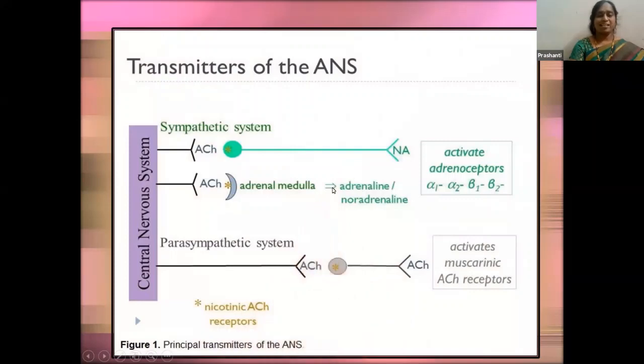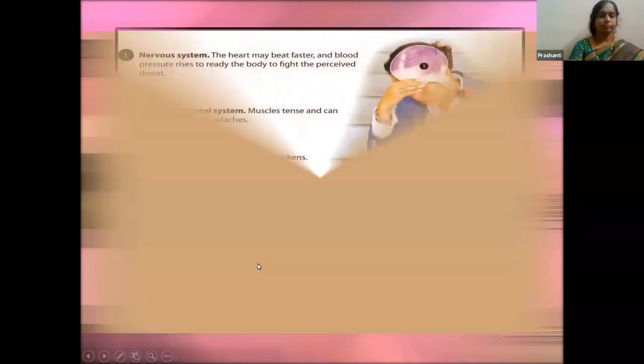And what are the transmitters? When you see here, the transmitters include acetylcholine in the preganglionic neuron in the sympathetic system, and noradrenaline in the postganglionic neuron. Whereas in the parasympathetic, it is acetylcholine in both preganglionic and postganglionic nerve fibers.